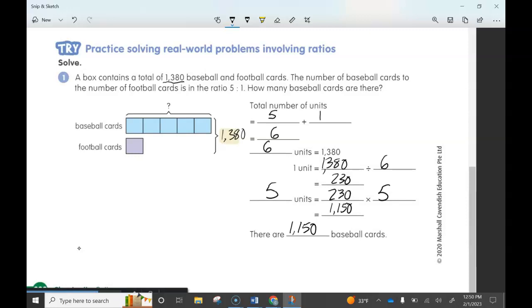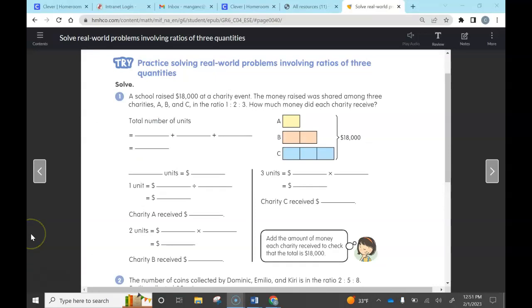Again, it's important to break down your ratio and figure out how much 1 unit actually equals in terms of cards for this problem. We multiplied that by 5 because there are 5 units representing the baseball cards, and you can see that gave us 1,150 baseball cards. So the idea of trying to figure out how much 1 unit contains is something that we'll continue to use throughout this video.